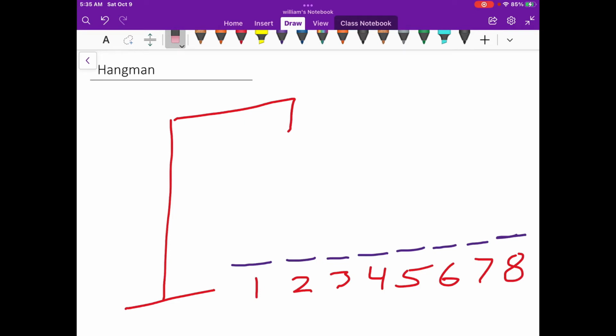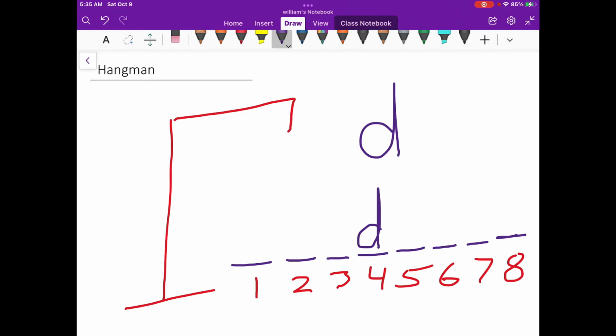If the student said, is there a D? I would write the letter, first of all, D on the board, like this. And my answer would always be yes, there is, or no, there isn't. So in this case, I would say yes, there is, because there is a D in sandwich. So I'd put the D right here.